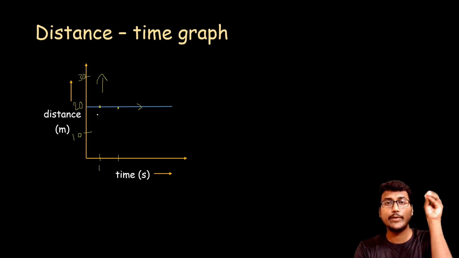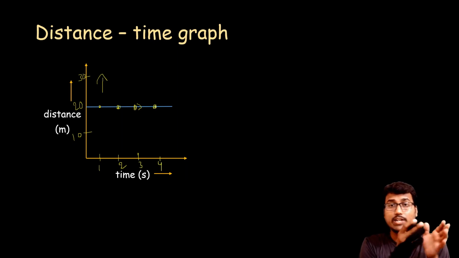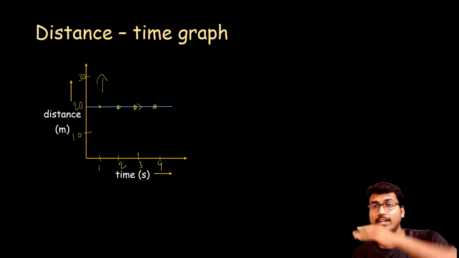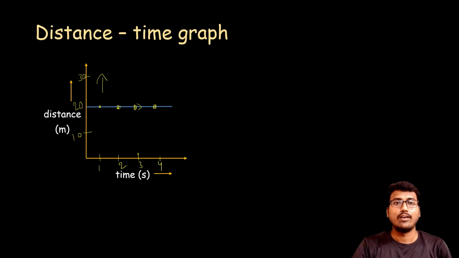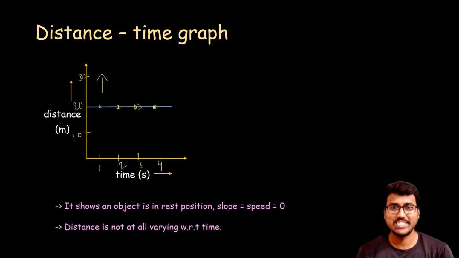It is at a particular position. It is not at all changing. For 2 seconds, no change. For 3 seconds, no change. 4 seconds, no change. That means whatever the time is increasing, the object is there only. It is not traveling. So we can call the object is in rest position.